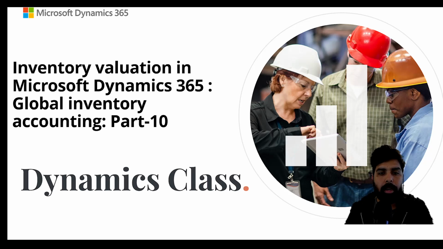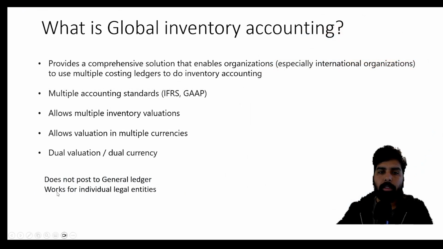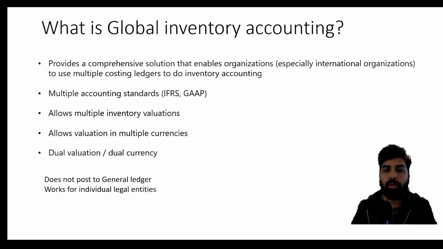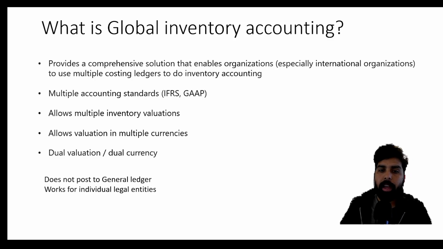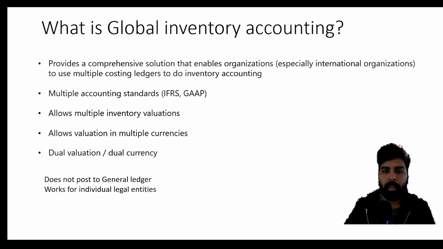Today we are going to talk about global inventory accounting, and explore what this feature does for us. Global inventory accounting provides a comprehensive solution that enables organizations, specifically international organizations, to use multiple costing ledgers to do the inventory accounting, which means it allows you to have the inventory valuation as per different accounting standards. So if you want to have the inventory valuation as per IFRS as well as GAAP, you can have it for both accounting standards.